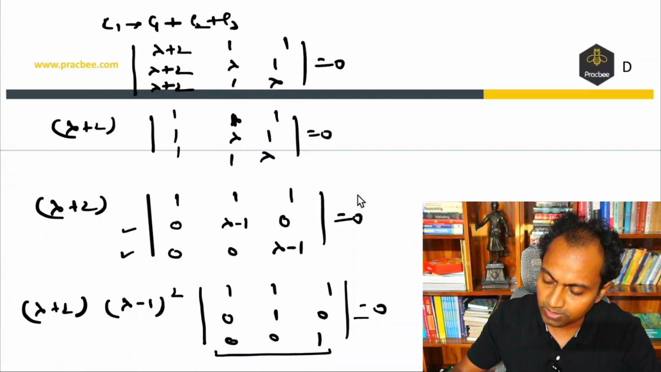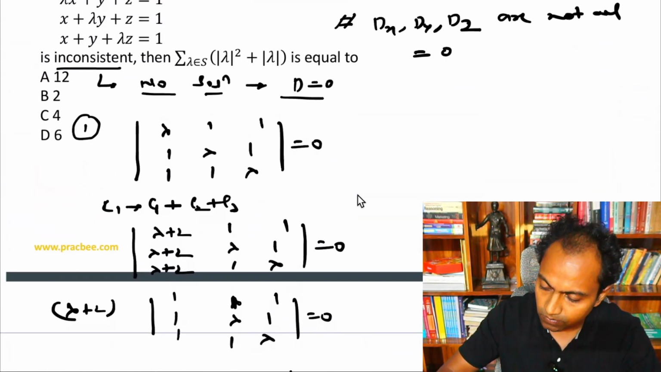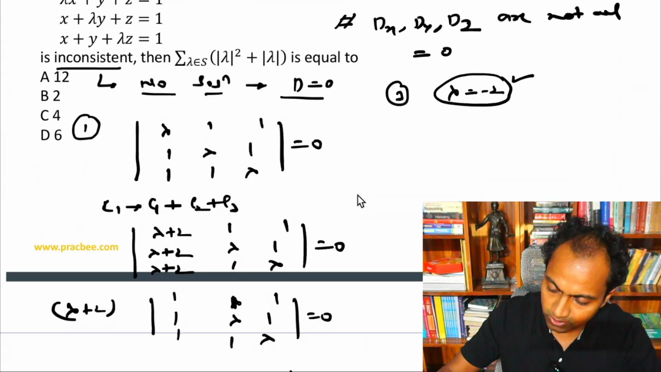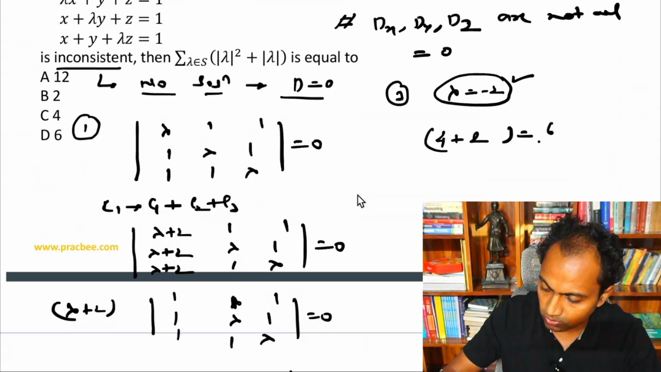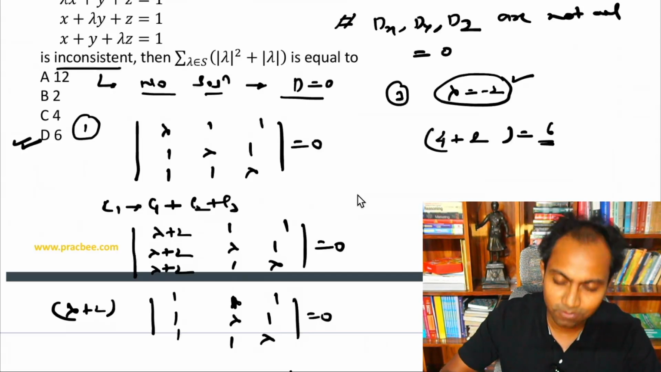So in the third step, what they are asking is: lambda has come out to be minus 2. This is the only value that is possible. Find the value of this expression. If I take mod and square, the first will become 4, the second will become 2. The sum of this, the answer comes out to be 6. That is nothing but option D.